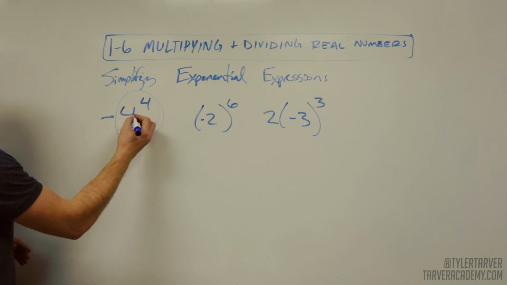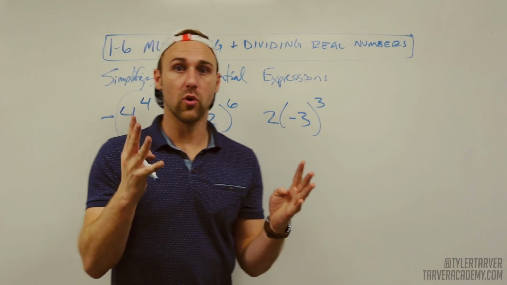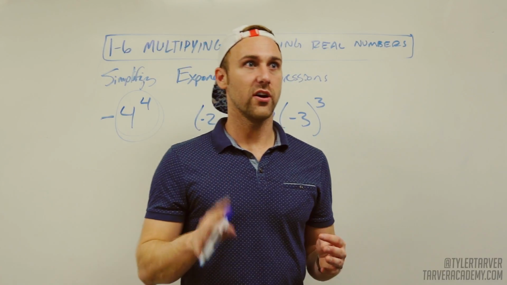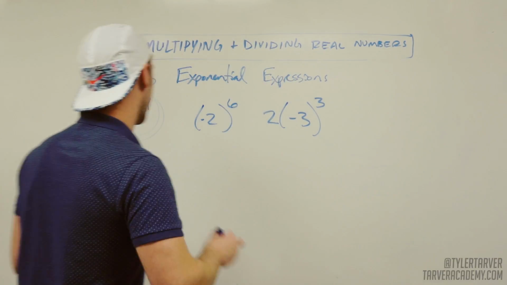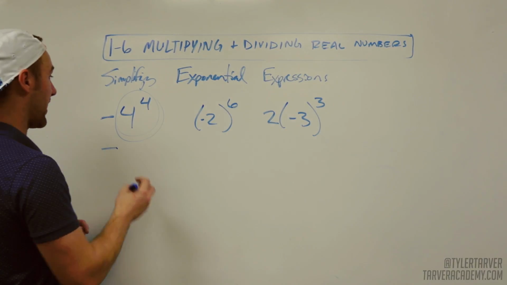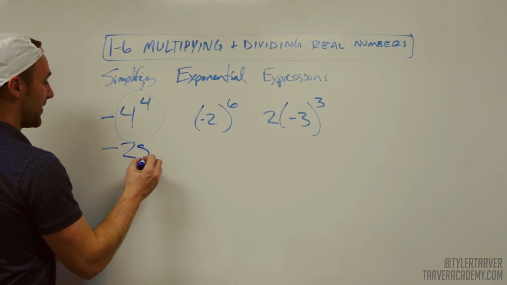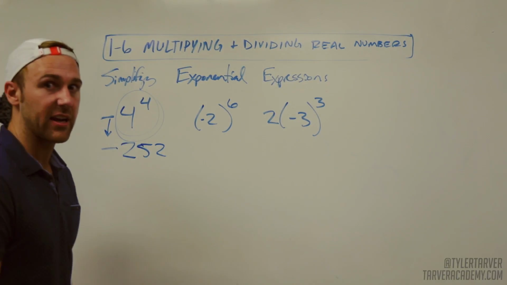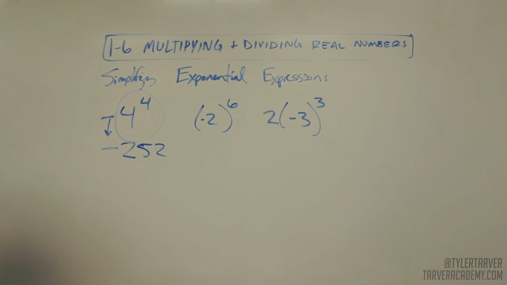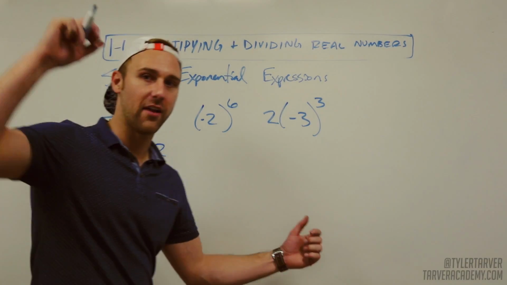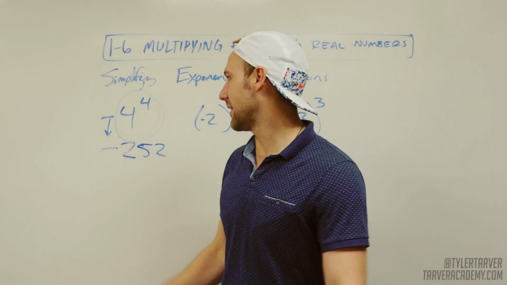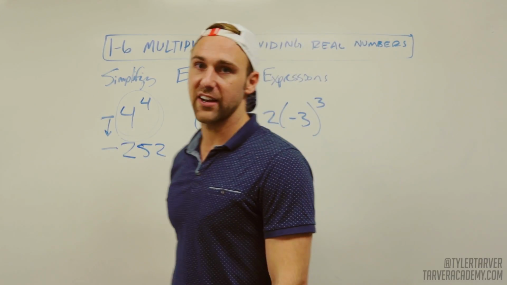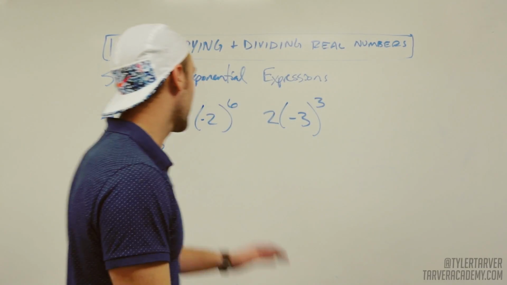So 4 to the 4th is 4 times 4, which is 16, times 4, which is 64, times 4, which is 256. Hope I got that right. I promise I didn't do that beforehand. It's been a while since I've done that math. 256, and that negative just comes down. The negative just steps back and goes, all right, do your math. So you just do the number and stick the negative back in the front, okay? Let's look at another one.